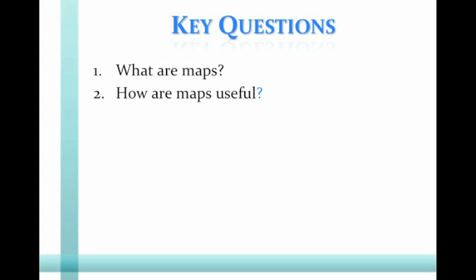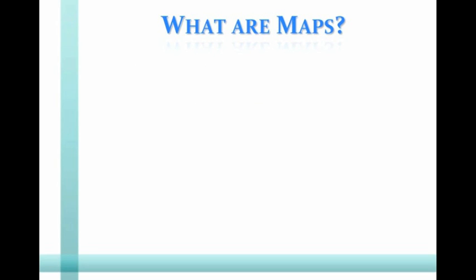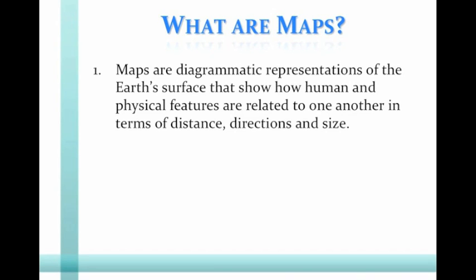As we progress through the lesson, I would like you to consider these two questions. 1. What are maps? 2. How are maps useful to us? What are maps? Maps are essentially diagrammatic or graphical representations of the Earth's surface that show how human and physical features are related to one another in terms of distance, directions, and size.